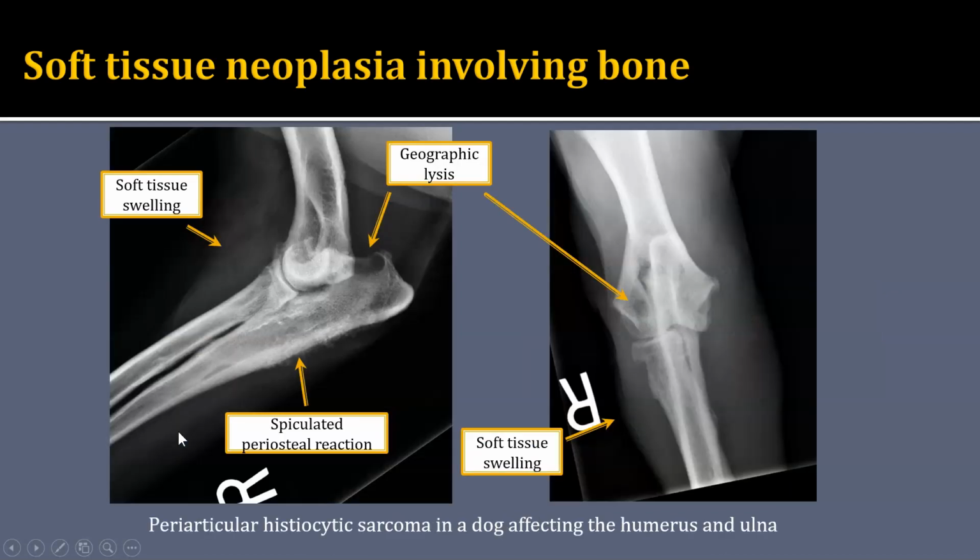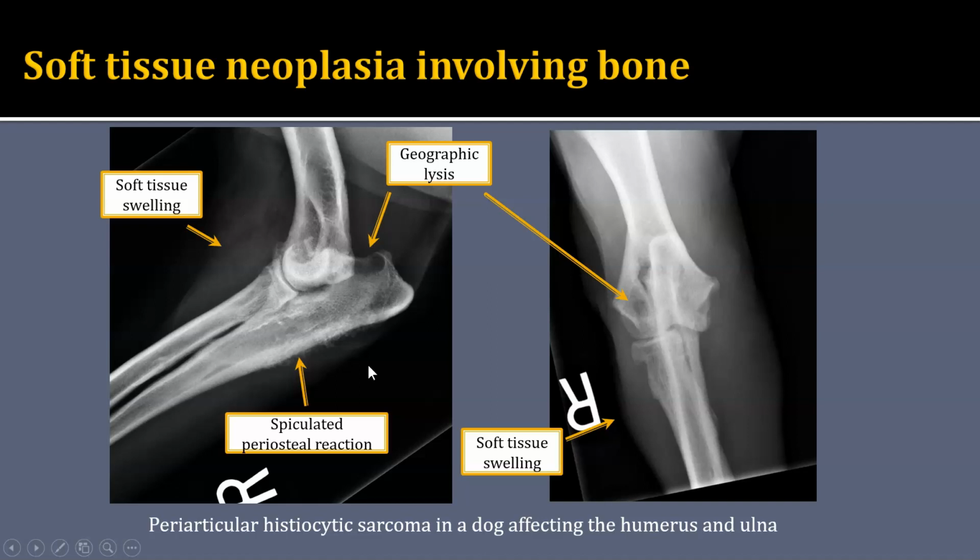Here's an example of a dog that has a periarticular histiocytic sarcoma, and this is affecting multiple bones. So the soft tissue mass is a little bit harder to see, but there is this focal soft tissue swelling cranial to the radius, but also more medial to the elbow and even a little bit more lateral to the proximal radius here. So quite a bit of soft tissue mass-like swelling, although not quite as distinct as some of the other masses we looked at.